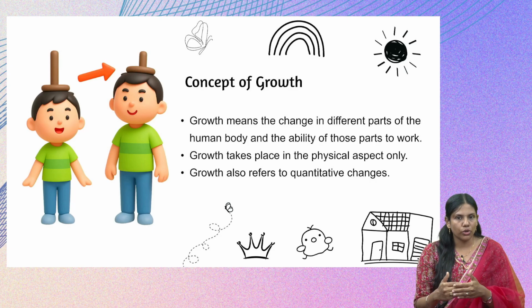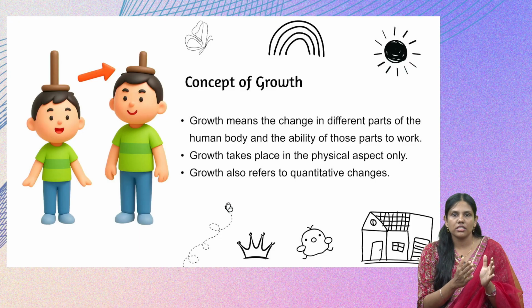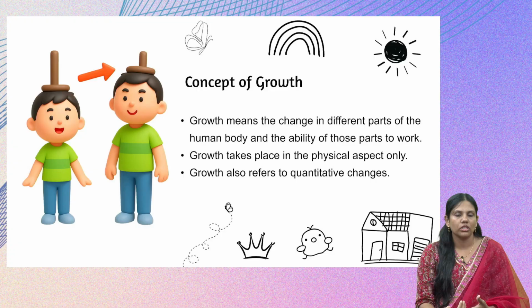In terms of growth, growth means the change in different parts of the human body, the ability to work. You can see the image very rightly shows the height of the child is measured, and you can see the child has grown in height. So this is a physical aspect and it comes under growth. The word growth usually takes only the physical aspect. It will not consider the development or the overall change in other aspects of the individual's life.